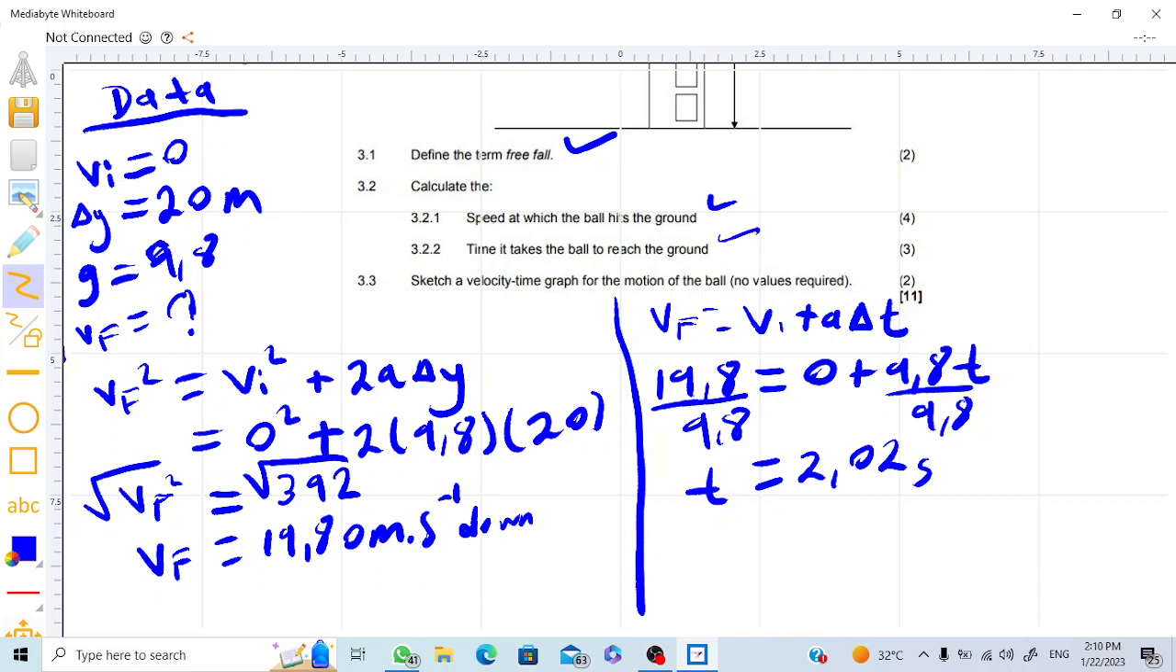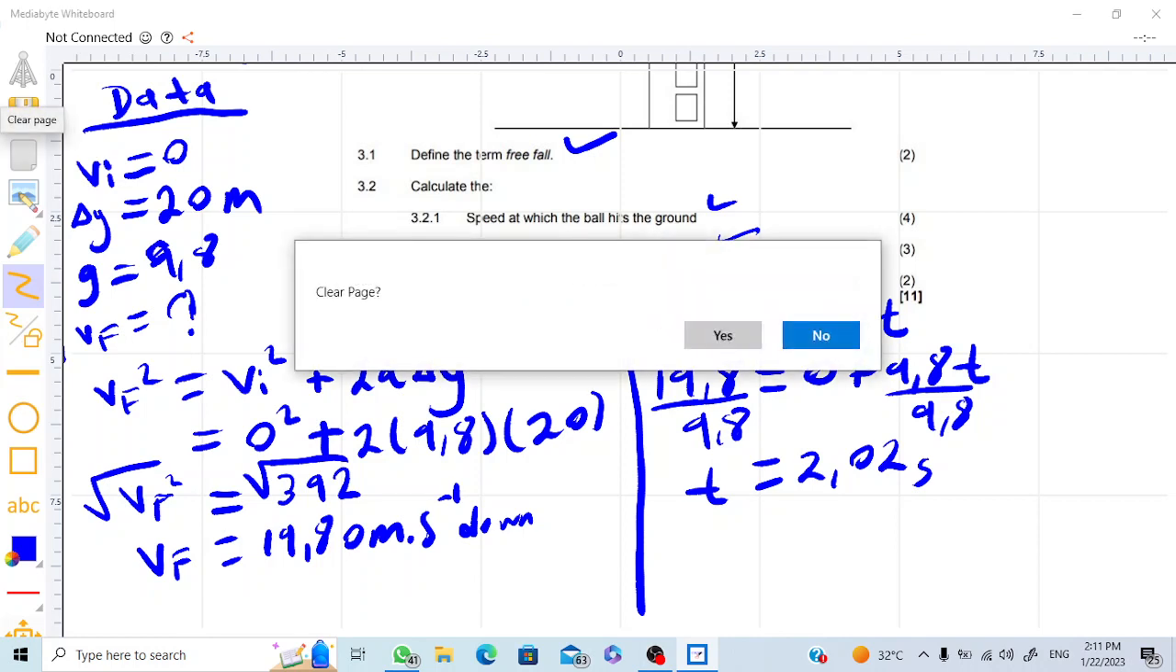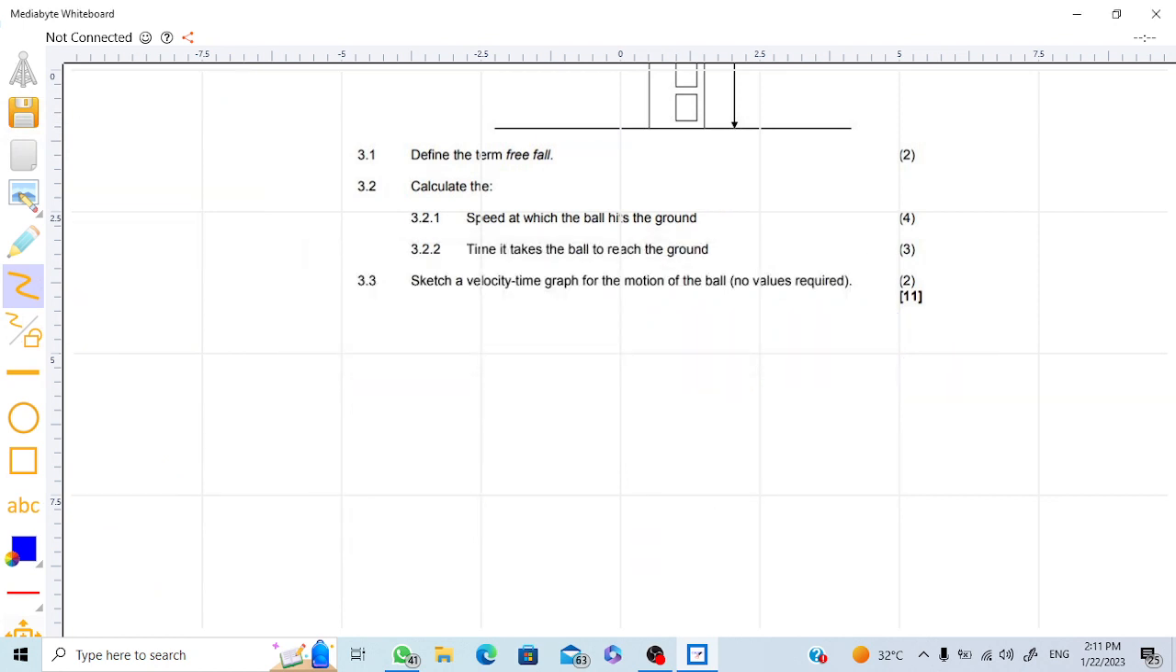Now they say sketch a velocity time graph for the motion of the ball. Okay, and they say no values required. If you want, don't show the values. Alright guys, take note of the values if you want, but we don't necessarily need them. Okay, now velocity time graph, here we are going to have V in meters per second.